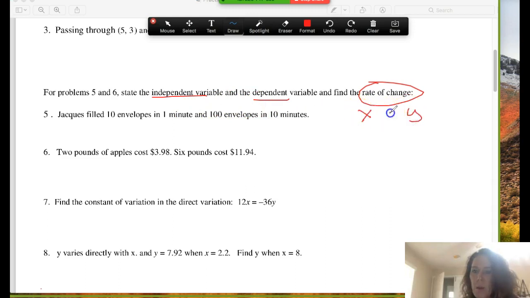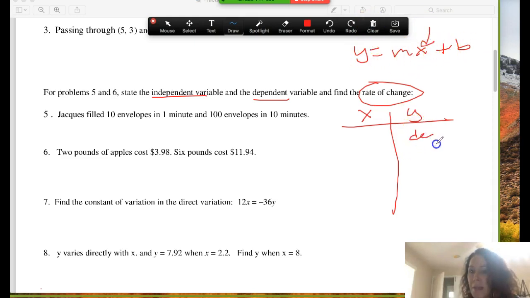You have your X and Y. Y always depends on X. When we write things like this, I pick something for X, I do this to it, and I get out Y. So Y is always our dependent, and X is independent. I pick what I want for X. So look here, I have envelopes per minute. I stuff 10 envelopes in a minute, 100 envelopes in 10 minutes.